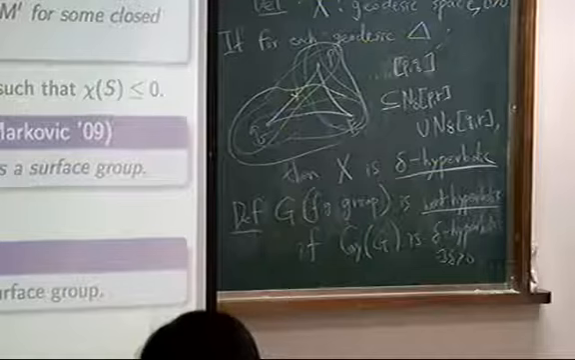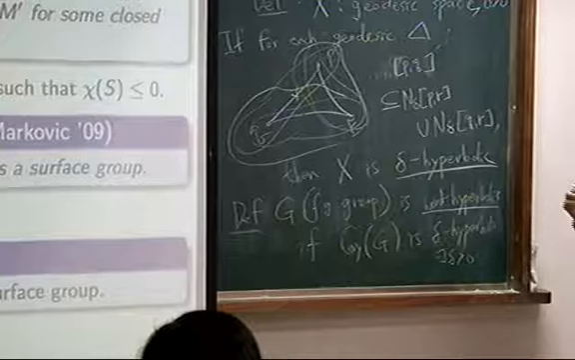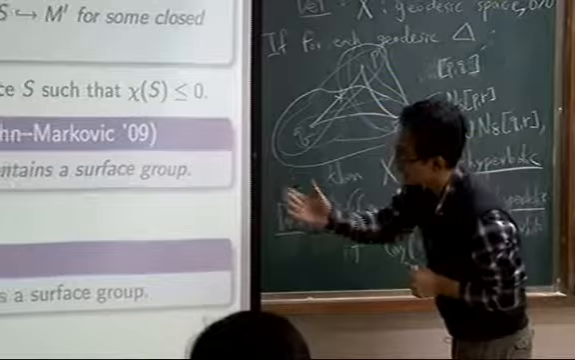is delta hyperbolic. So Gromov conjectured that every one-ended word hyperbolic group contains a surface group, and this is a natural generalization of the surface subgroup conjecture. This one-ended word hyperbolicity is just generalizing the hyperbolicity of three-manifold groups that it was motivated by.